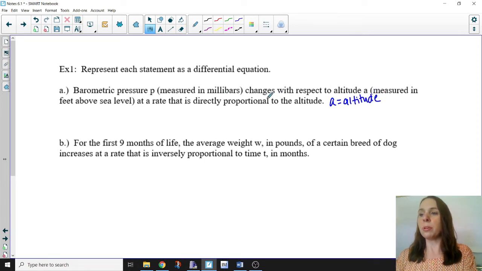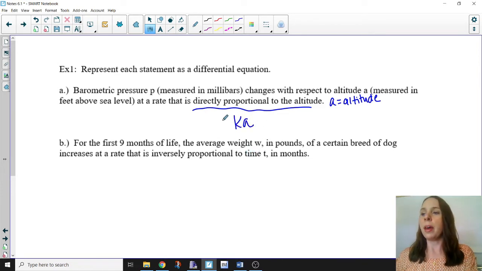And directly proportional means they differ by a constant. So if you take some constant times the altitude, you get the rate at which the barometric pressure is changing. Okay, we don't know exactly what the constant is, though. So we are just going to say directly proportional to the altitude could be represented by the expression k times A.